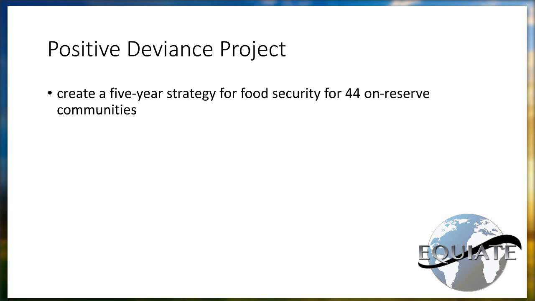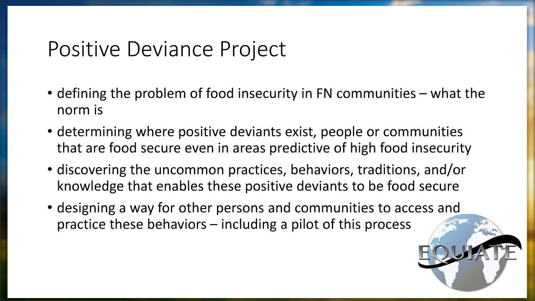The positive deviance approach for this project consists of: 1, defining the problem of food insecurity in First Nations communities, what the norm is. 2, determining where positive deviance exists, people or communities that are food secure, even in areas predictive of high food insecurity. 3, discovering the uncommon practices, behaviors, traditions, and or knowledge that enables these positive deviants to be food secure. And then 4, designing a way for other persons and communities to access and practice these behaviors, including a pilot of this process.